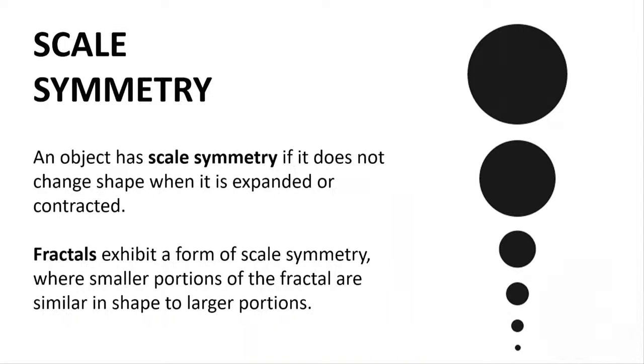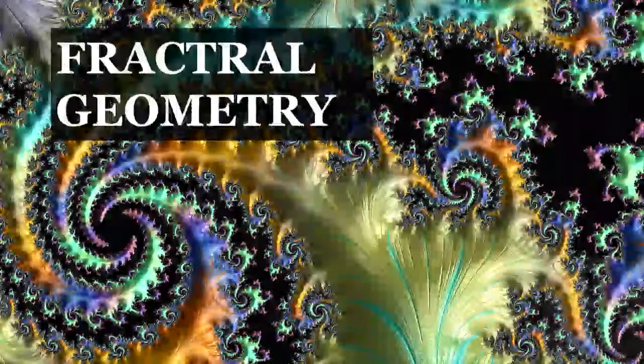Scale symmetry. This is an object that has scale symmetry if it does not change shape when it is expanded or contracted. And so fractals might be considered one form of scale symmetry, where smaller portions of the fractal are similar in shape to larger portions. So what is a fractal?